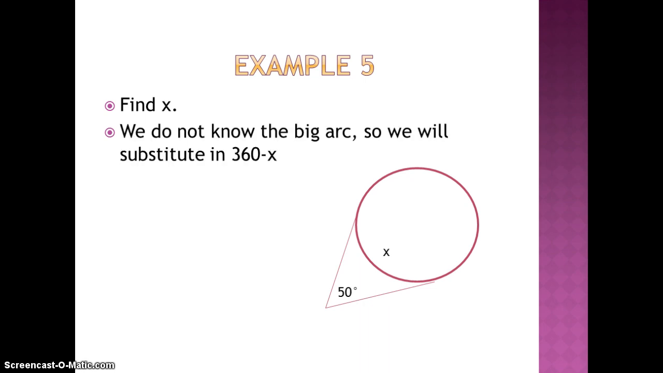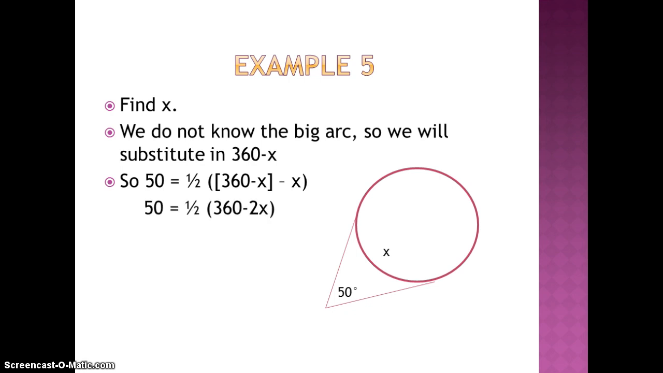We do not know the big arc, so we will substitute in 360 minus x, because 360 is the whole circle, and then we want to subtract the smaller arc, which is x. So 50, our angle, equals 1/2 of 360 minus x, which is our larger arc, minus x, which is our smaller arc.